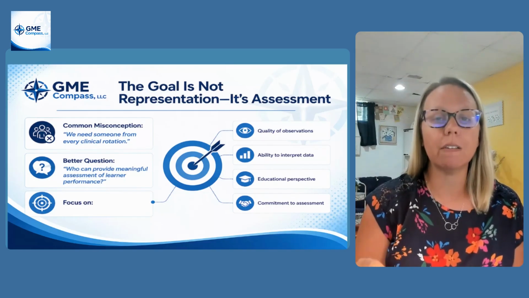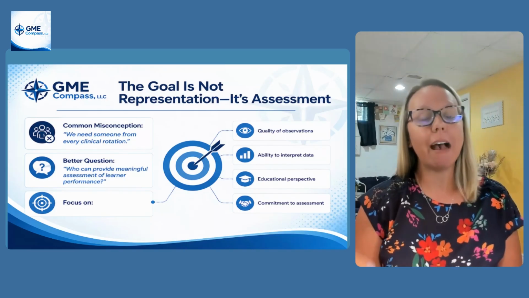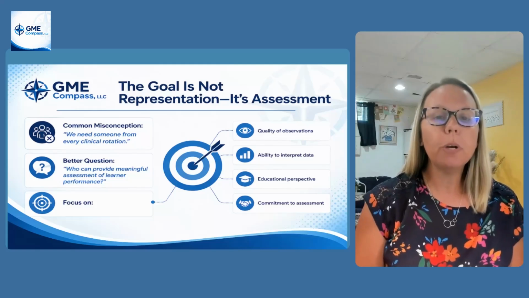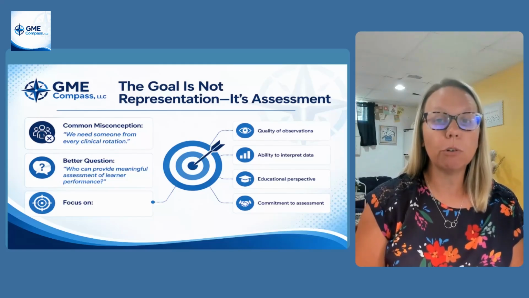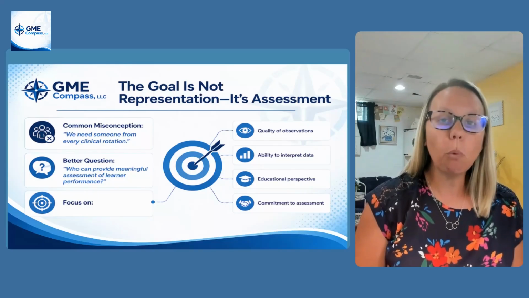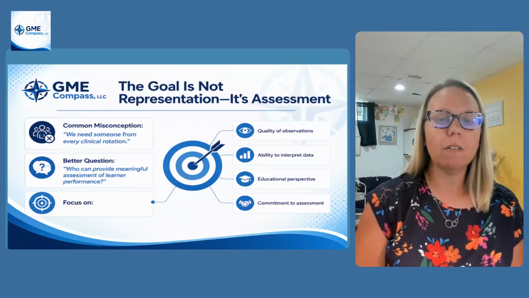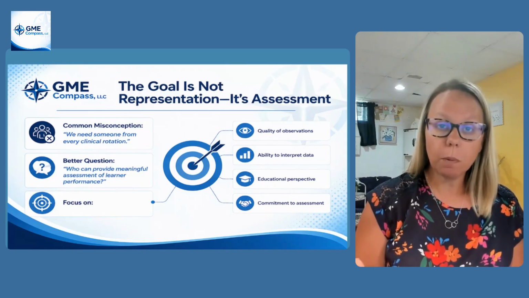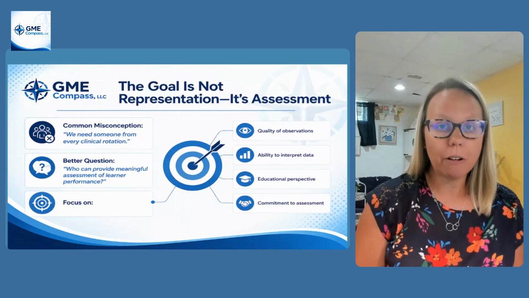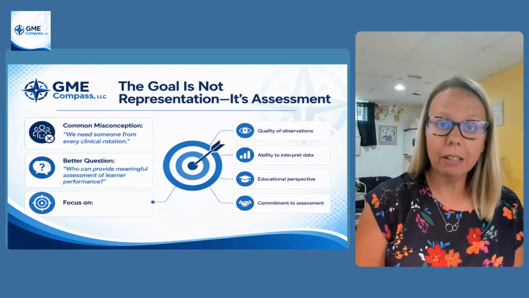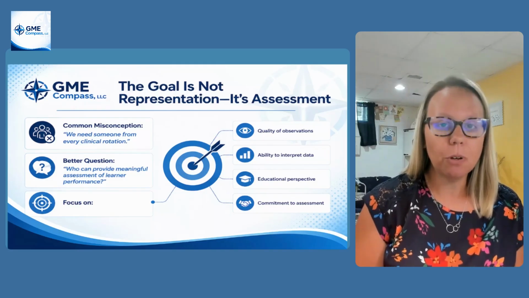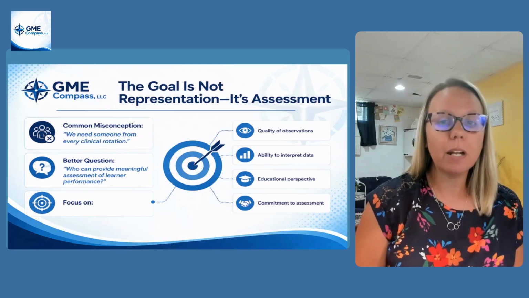So you can hear things like, we need someone from every rotation. That's not necessarily the right question. Instead, you want to think about who can provide meaningful assessment of learner performance. The focus should be more on quality observations, the ability to interpret assessment data, educational perspective and experience, and commitment to learner development. That's really important. A CCC is not intended to be a representative council. It's intended to be an assessment committee. That distinction is very important.